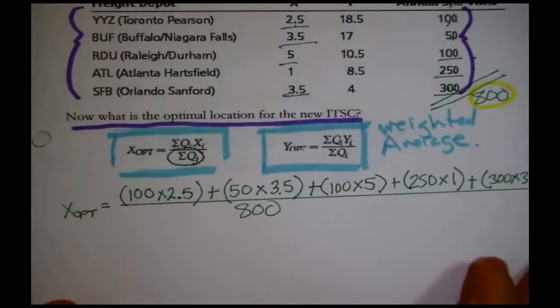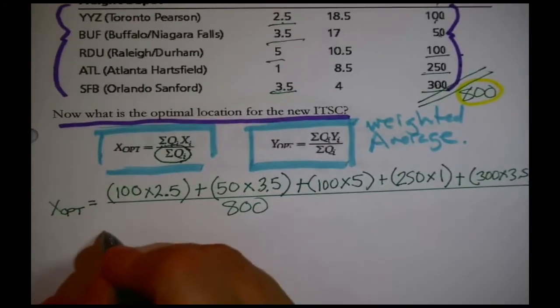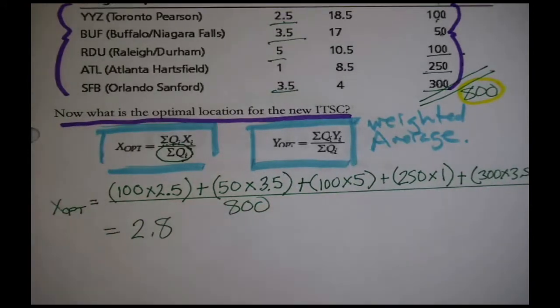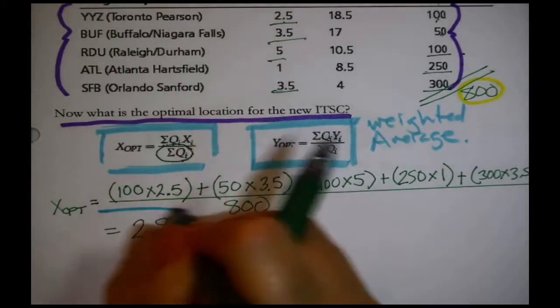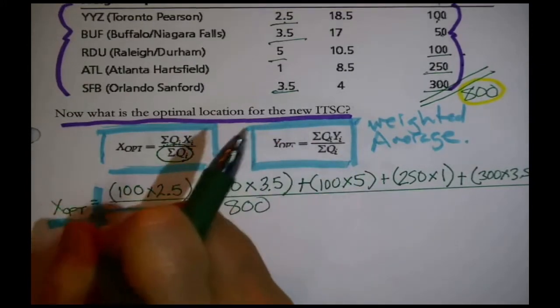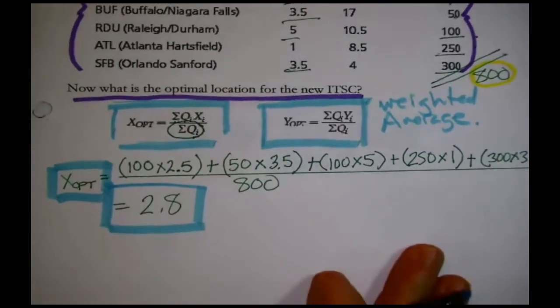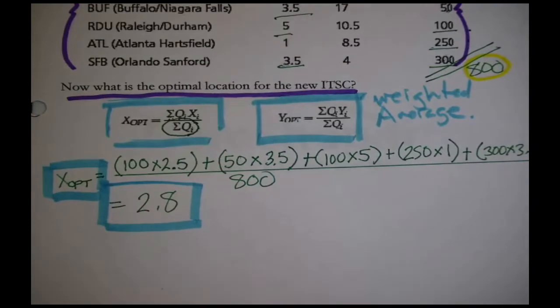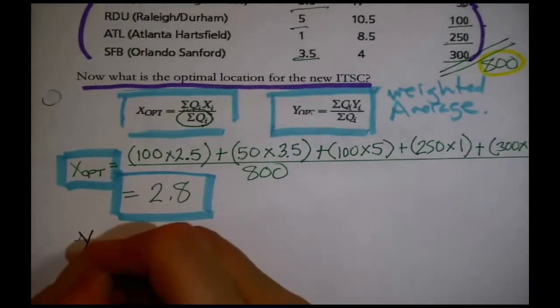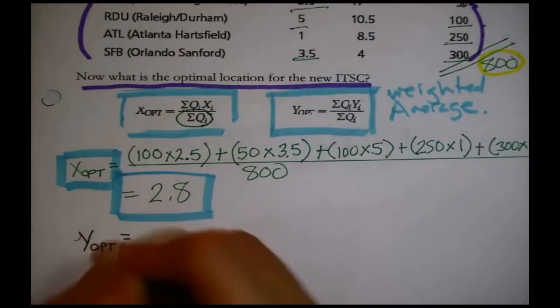All right, so I crunched through that on my calculator. I get 2.8. You say, okay, what is that supposed to mean? Well, just hang on to it. That's the absolute perfect x-coordinate. Now, what's the absolute perfect y-coordinate theoretically for this place? Well, y-opt for the optimal y.